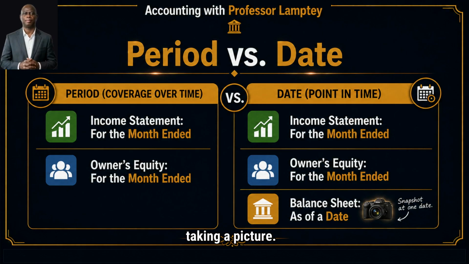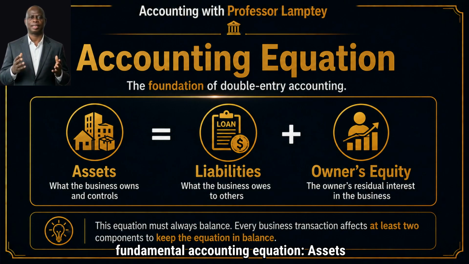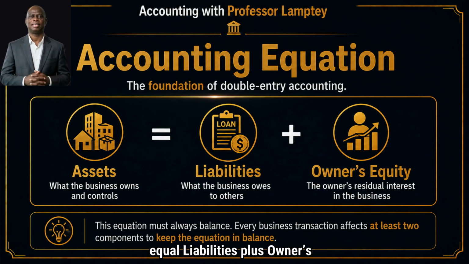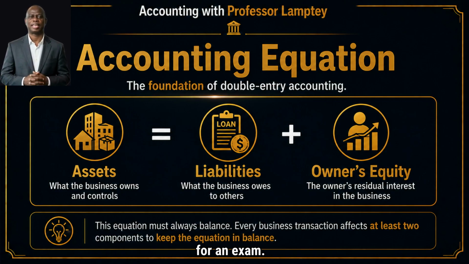Think of it like taking a picture. If you take a picture today, that picture shows what things looked like at that moment. That is what the balance sheet does. Now, the balance sheet is built on the fundamental accounting equation. Assets equal liabilities plus owner's equity. This equation is not just something students memorize for an exam. It is the foundation of the balance sheet.